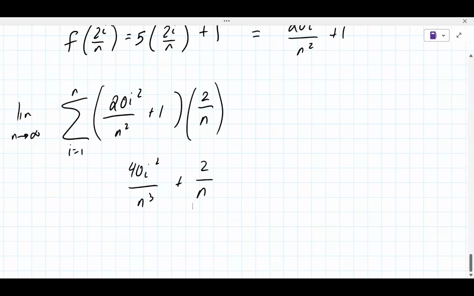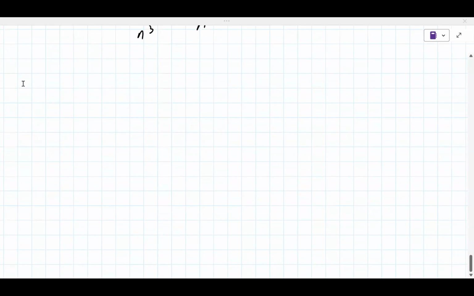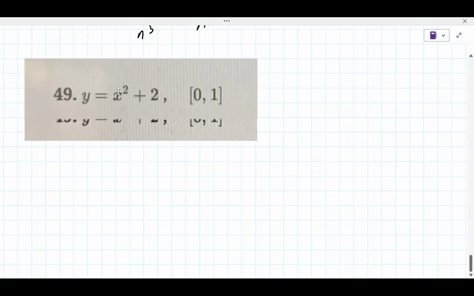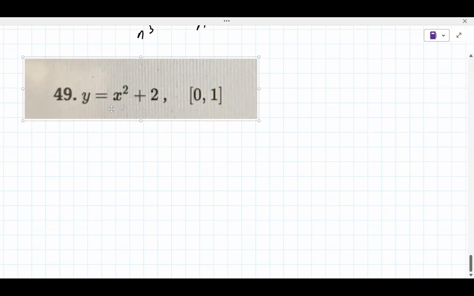Why don't you try 49 now on your own and work it out as far as you can, and then I'll work it out as well when you think you've got it. It's a little easier than the last one.